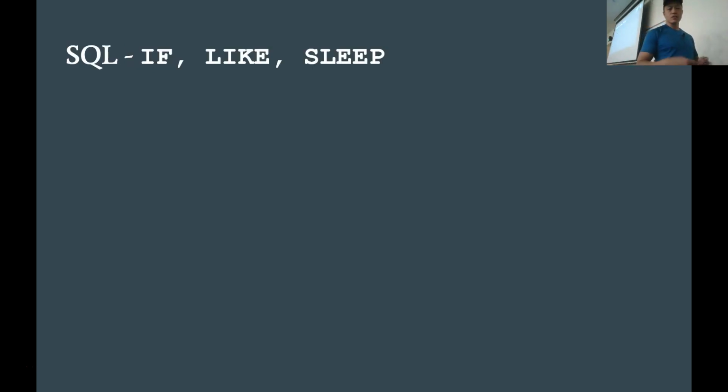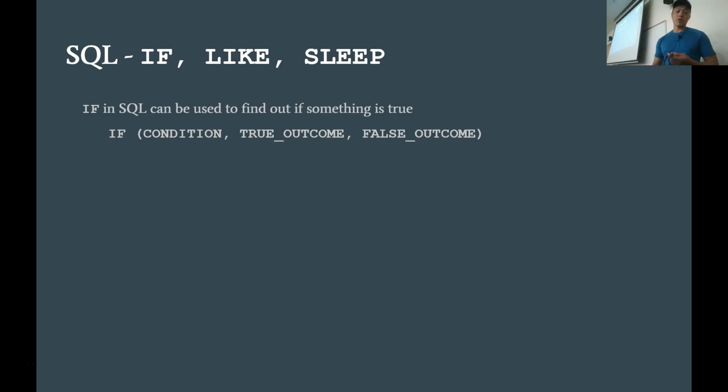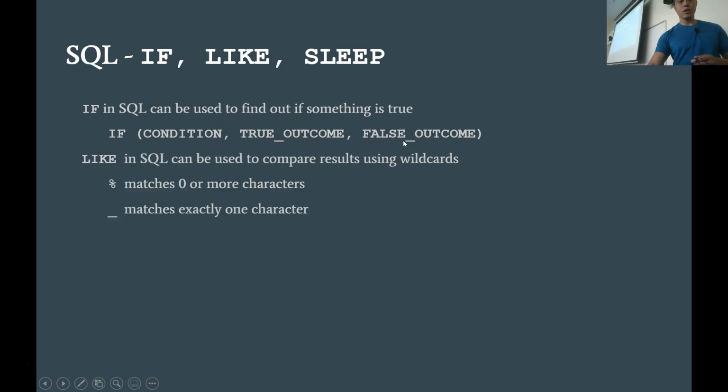Okay, so just some primitives: if, like, and sleep, if you come across these. If you have a backend that is implemented in SQL and it's injectable, then you would use these primitives. So the if in SQL is just like in a programming language, a test to find out if something is true. It's defined in parentheses: you have the condition that you define, the true outcome, what you want the SQL backend to do if that condition holds, and then what would happen if it's false.